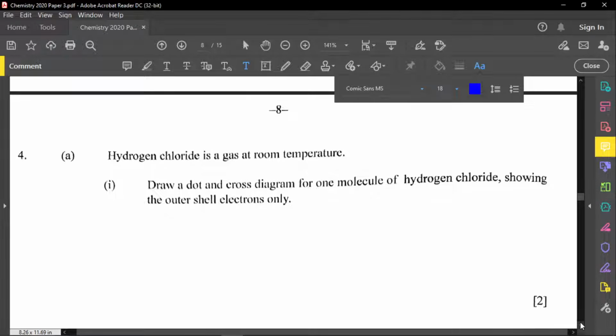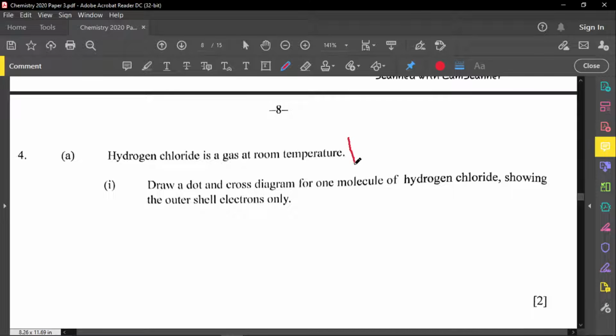And this is part 4, which is the last part of this section A. Then we go on to section B. All right, so let's do this as quickly as we possibly can. It said hydrogen chloride is a gas at room temperature. Okay, so hydrogen chloride is HCl, so you can make a note of that. This is HCl, just in case we need it. Okay, HCl. All right, so it said draw a dot and cross diagram for 1 molecule of hydrogen chloride showing the outer shell electrons only.